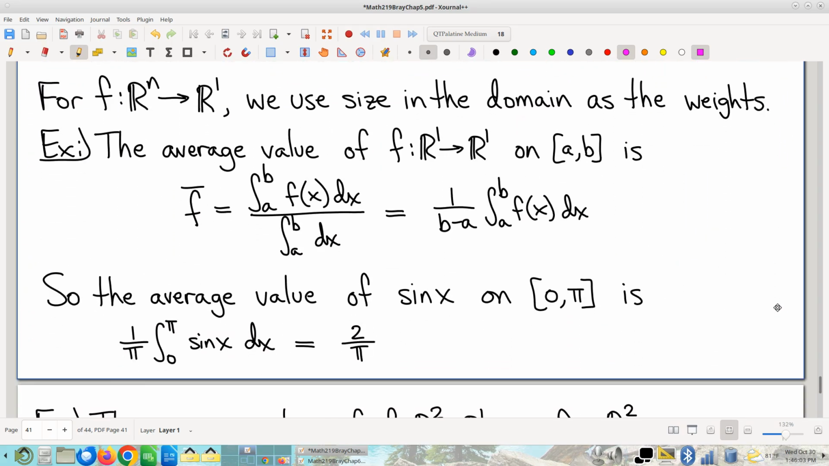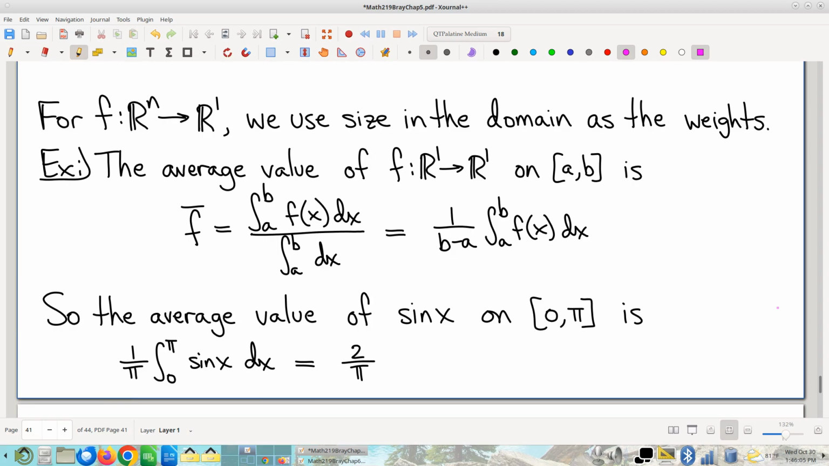Okay, so here's the thing. We can kind of steal that idea of a weighted average, and we can average the values of a function. So you have some real valued function, right? Well, those values, you can ask, what is the average of all of those values? And typically when you're talking about the average value of a function, you use size in the domain as the weights.